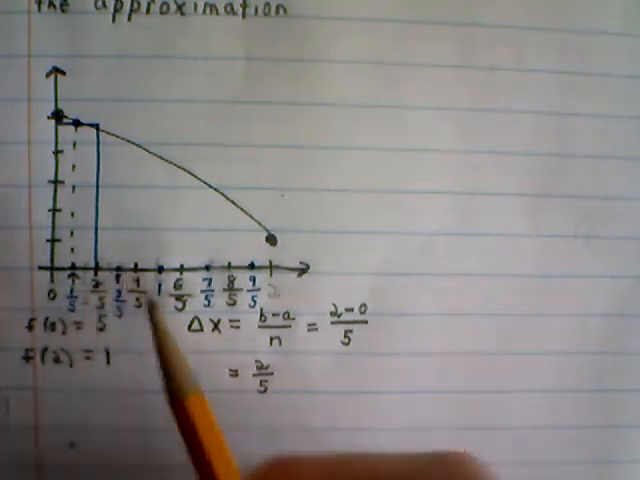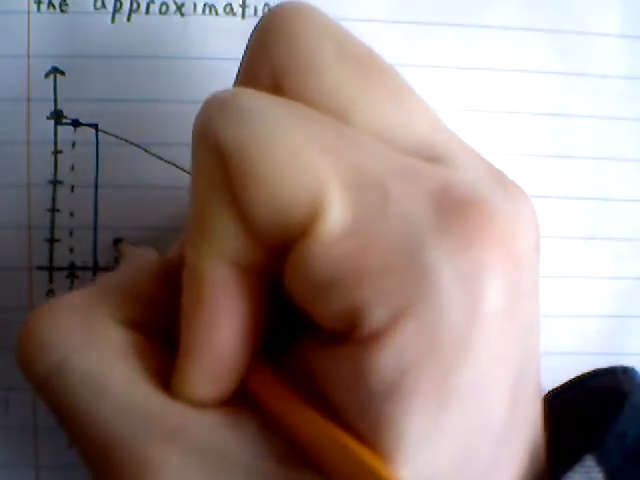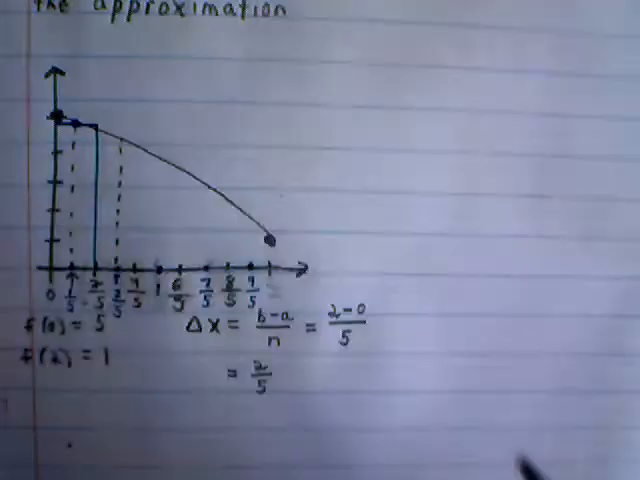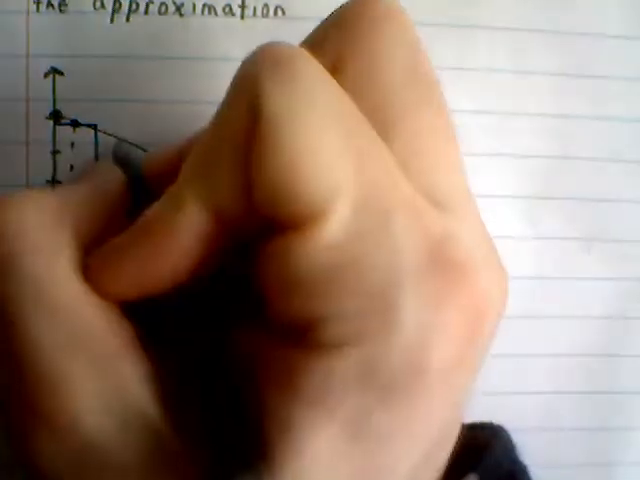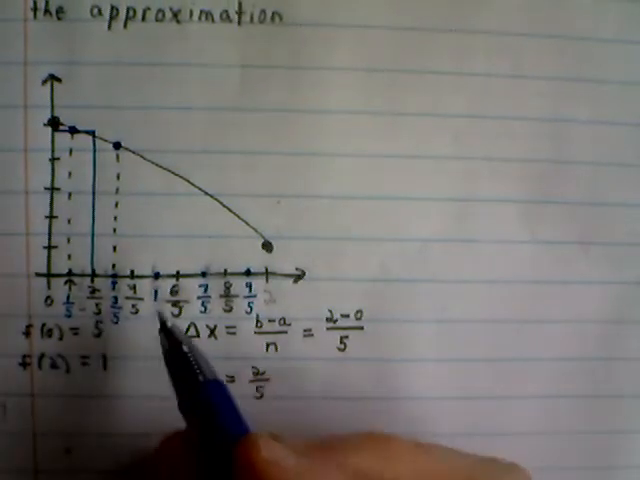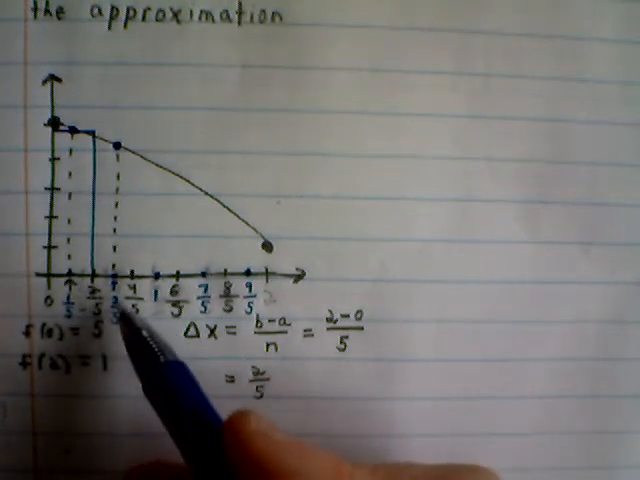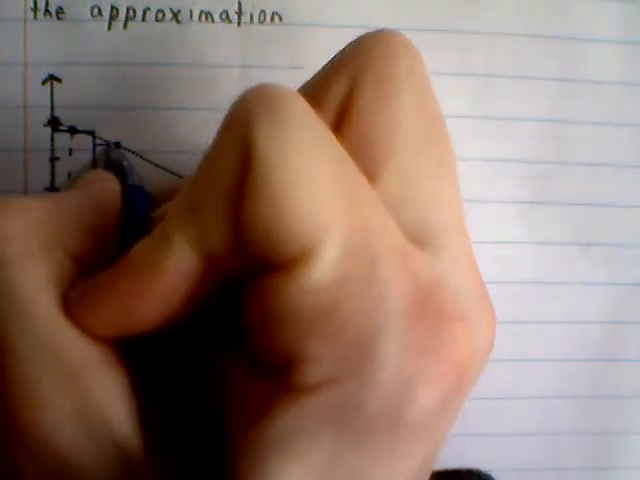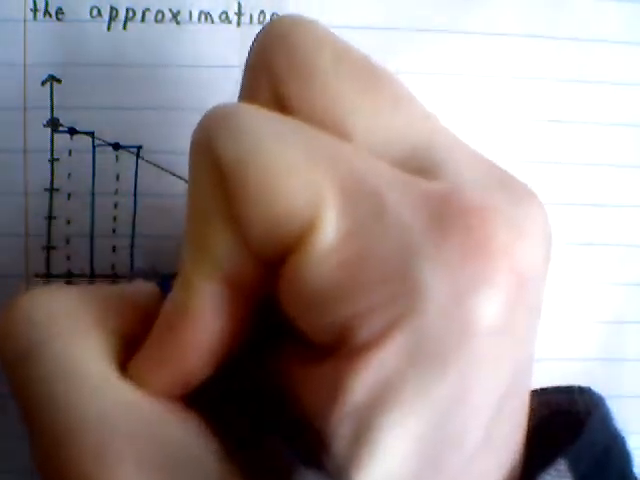My next midpoint is 3 fifths. So I'm going to take 3 fifths up to the curve, because whatever type of approximation it is, you take that point up to the curve. Here is f of 3 fifths. Now what I can do is take my rectangle to the left endpoint of the subinterval and the right endpoint of the subinterval and come back down.